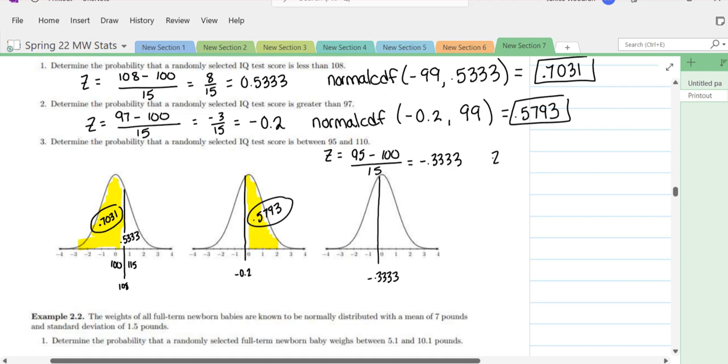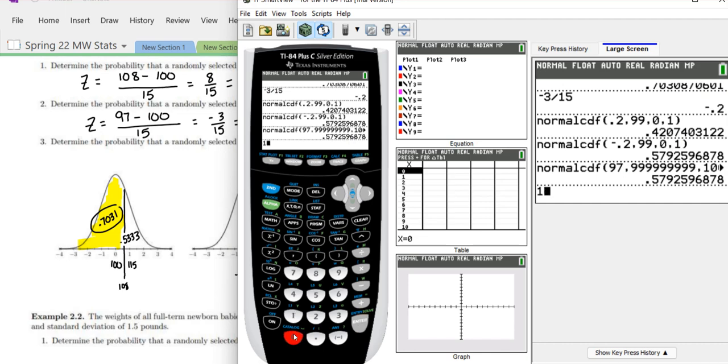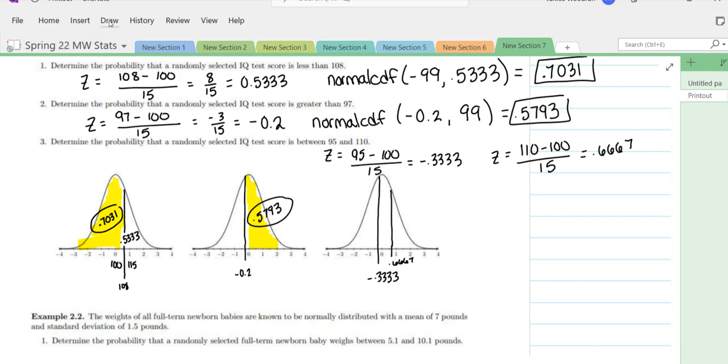And then the second value is 110, so 110 minus 100 over 15. I think that's 0.6667. Yeah, so 0.6667. So about right here. So we're looking at this little sliver right here. It looks to me that's about 30%.